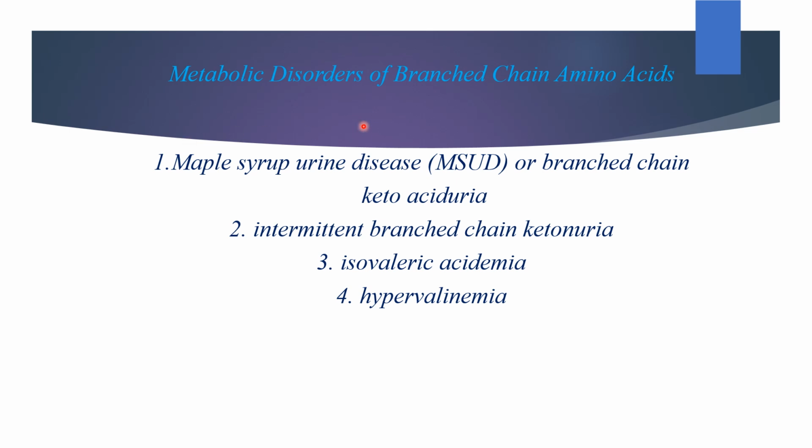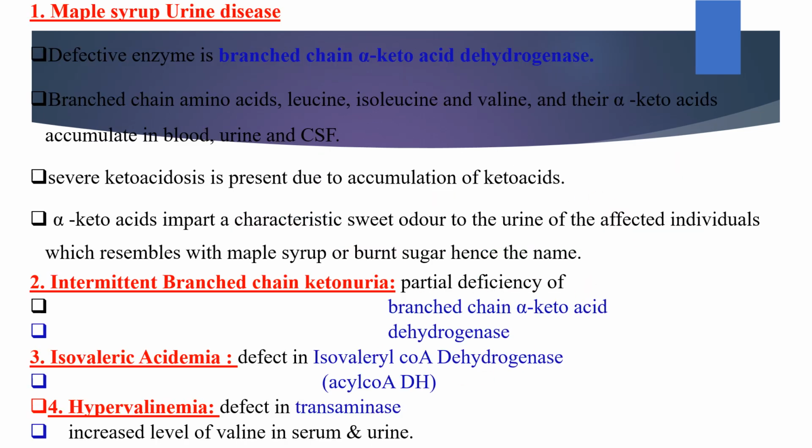Then metabolic disorders associated with these branched chain amino acids. These are maple syrup urine disease or branched chain ketoaciduria, then intermittent branched chain ketonuria, then isovaleric acidemia, then hypervalinemia. So the most important metabolic disorder, that is inborn error of metabolism, is maple syrup urine disease, MSUD in short.